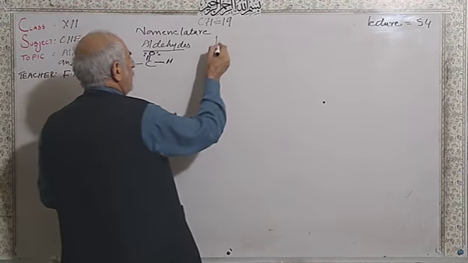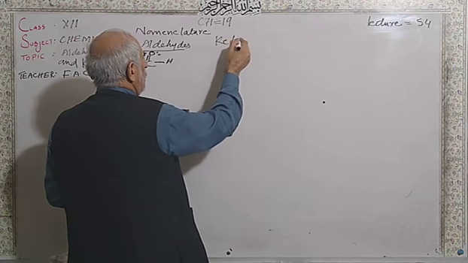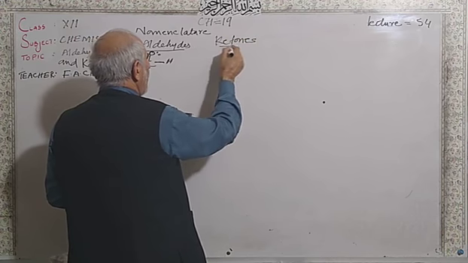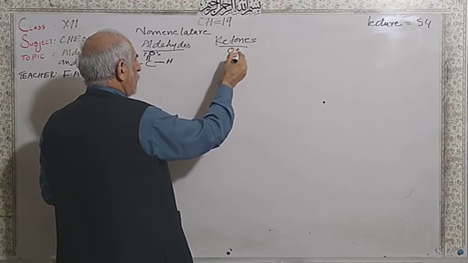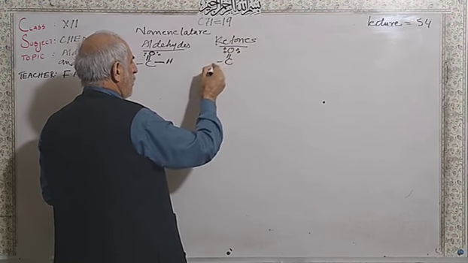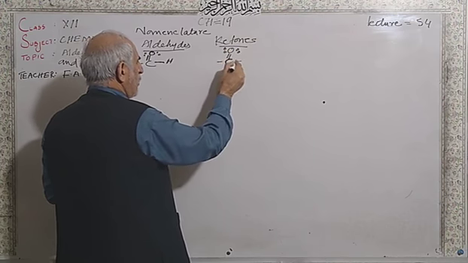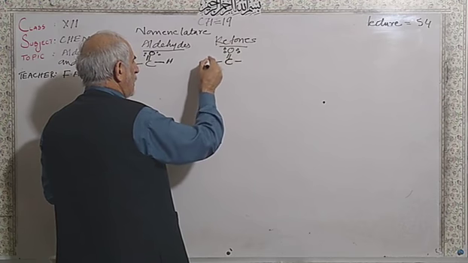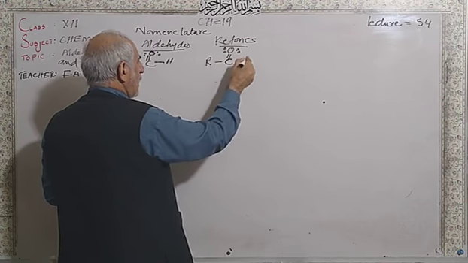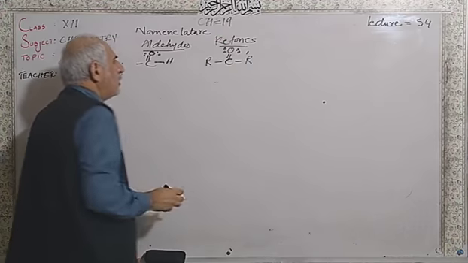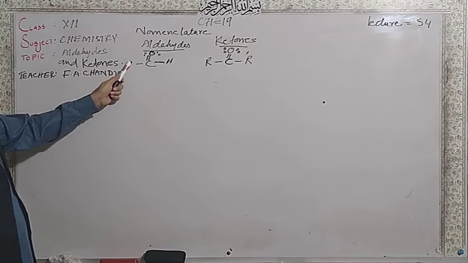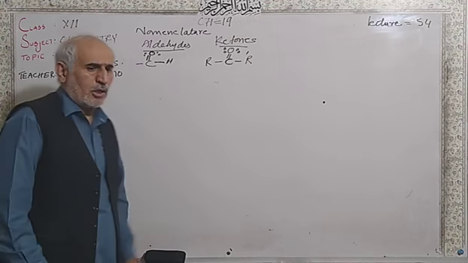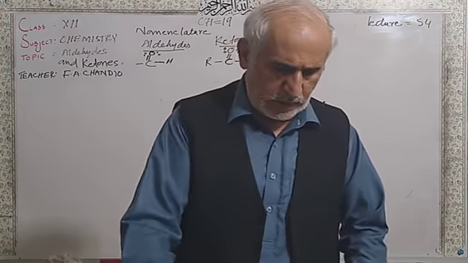And for the ketones, the same carbonyl group is attached on both sides to alkyl groups. Both sides alkyl groups. This may be hydrogen, may be an alkyl group, but there must be two alkyl groups.